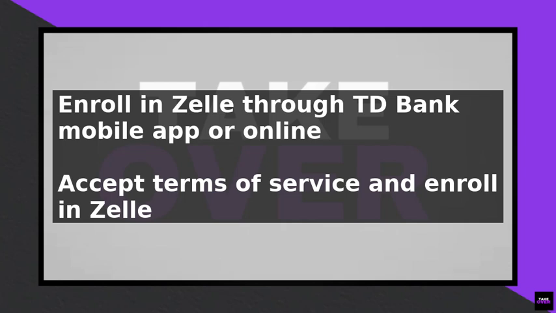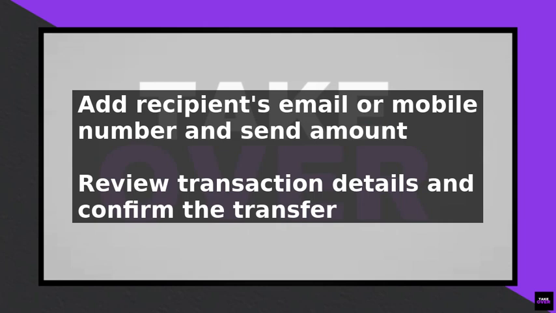The recipient does not need to have a TD Bank account, but they do need to be enrolled in Zelle. Enter the amount you want to send, review the transaction details, and confirm the transfer. The money will be sent directly from your TD Bank account to the recipient's bank account, typically within minutes. You will receive a confirmation email or text message when the transaction is complete.